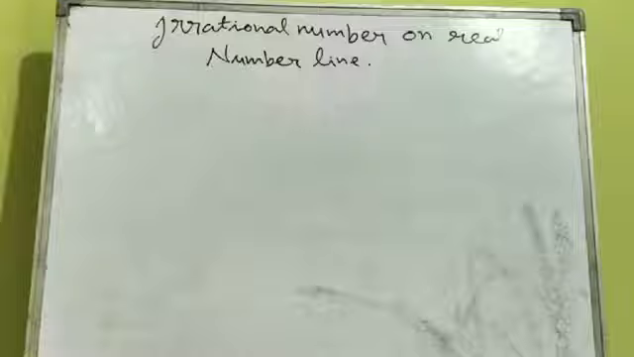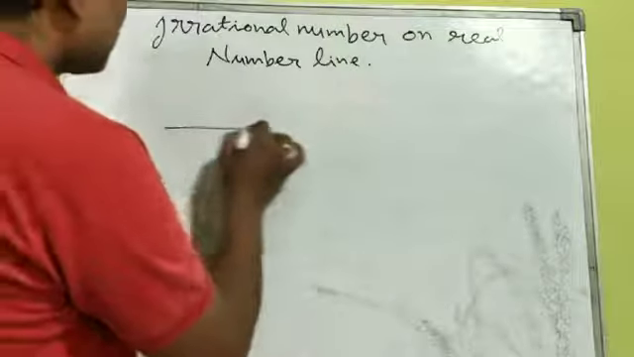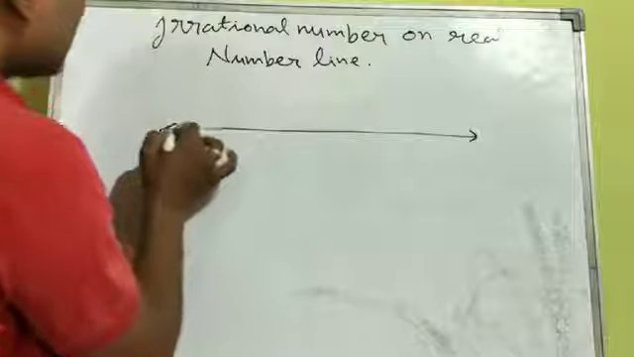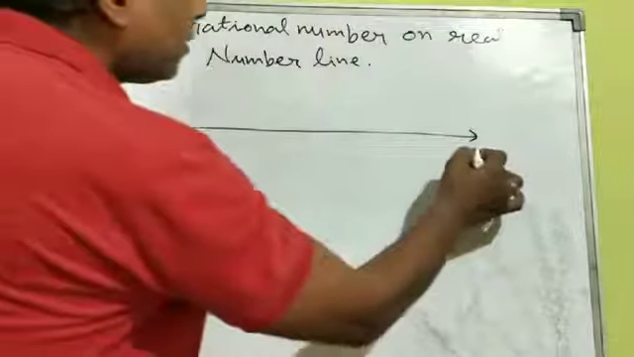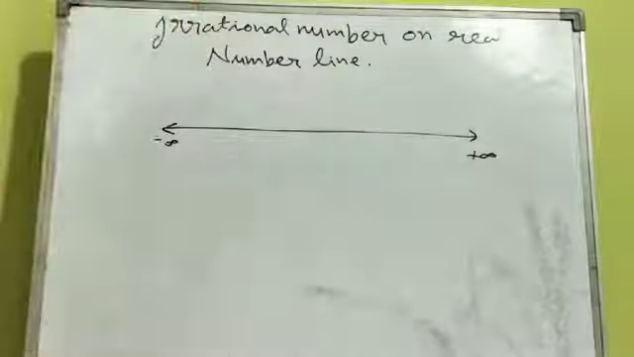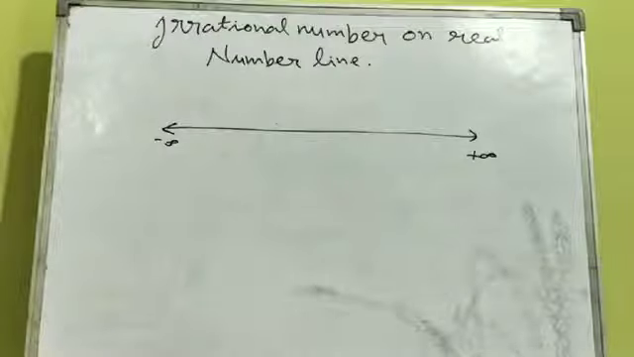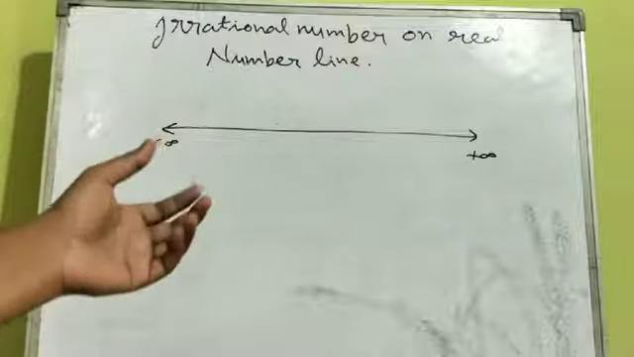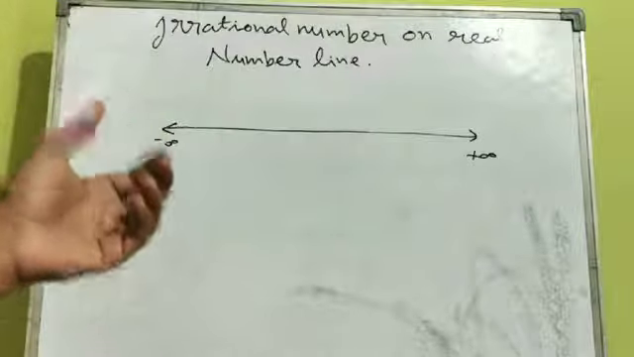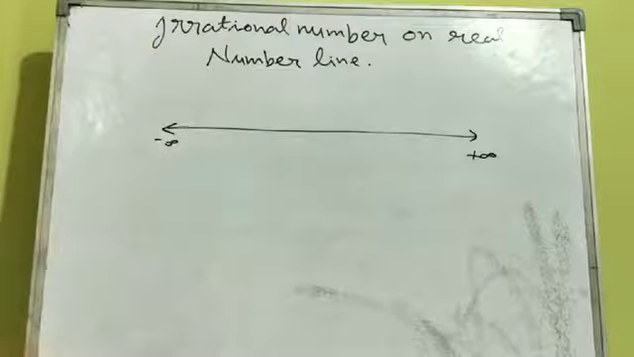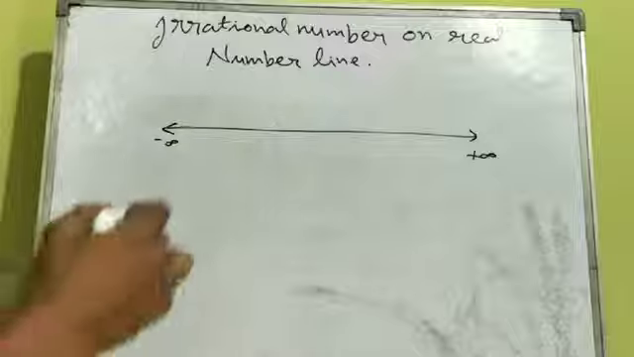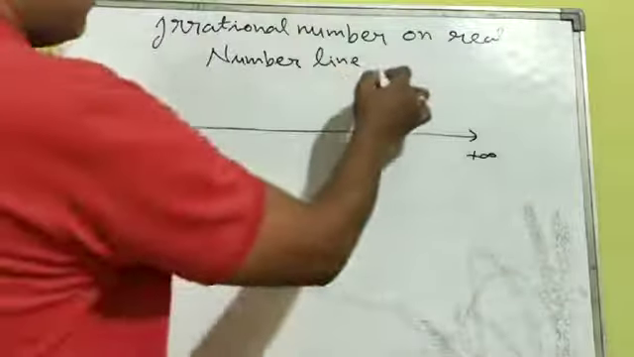We know that the real number line starts from minus infinity and goes up to plus infinity. And in earlier classes we have already represented rational numbers, integers, natural numbers, whole numbers, etc. on the number line. Now let's see how to represent irrational numbers on the real number line. I am taking first the example of root 2. How to represent root 2 on the real number line?